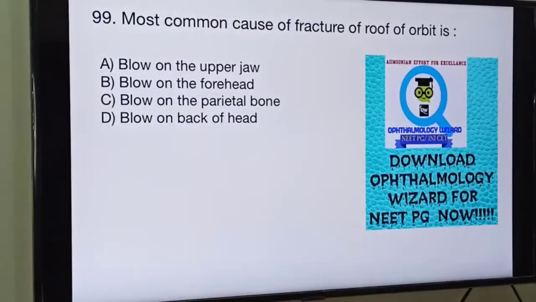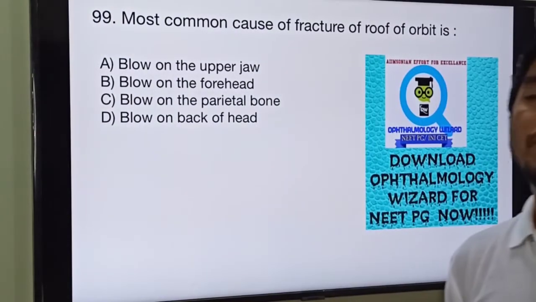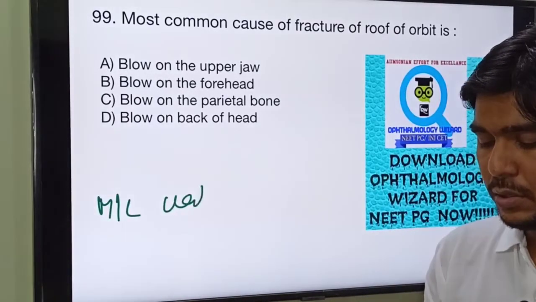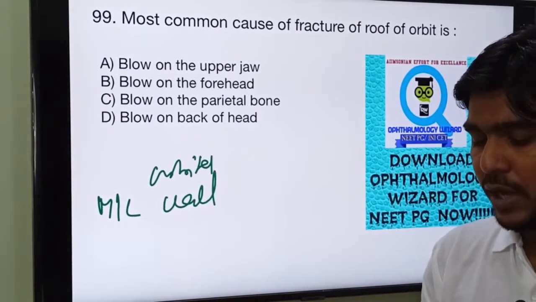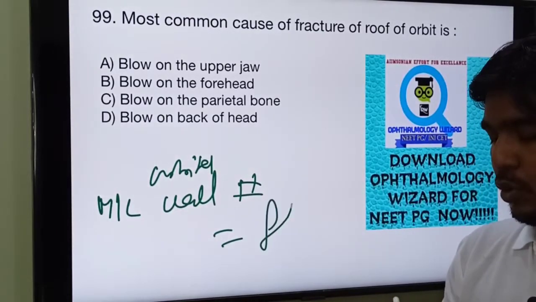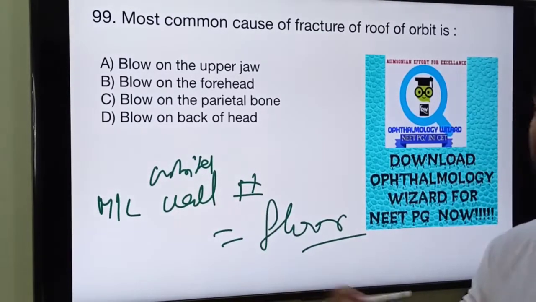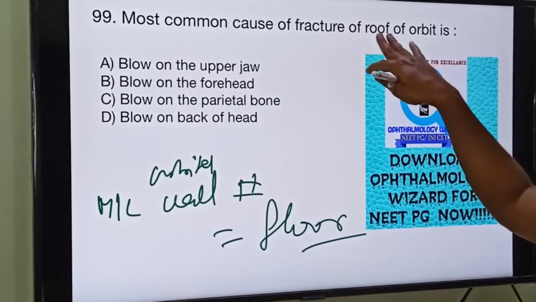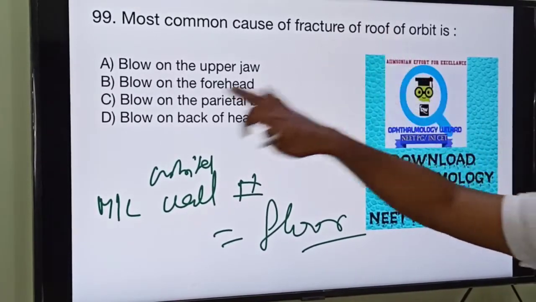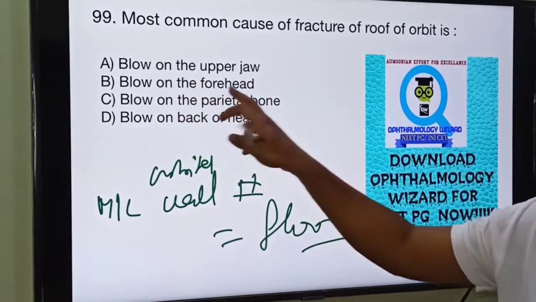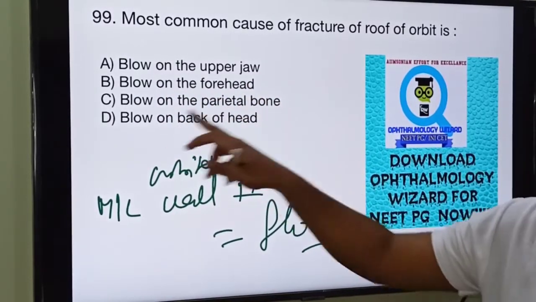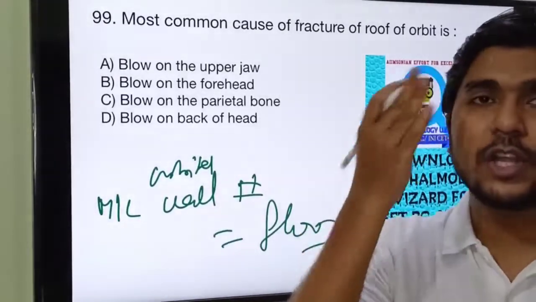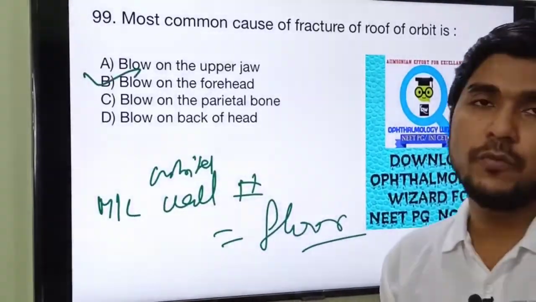Most common cause of fracture of the roof of the orbit? Usually the most common orbital fracture is the floor, most commonly by a punch. But here the question asks about the roof. Blow on the upper jaw, blow on the forehead, blow on the parietal bone, blow on the back of the head. The answer is very simple. You hit it from above, so it happens above. That is blow on the forehead.